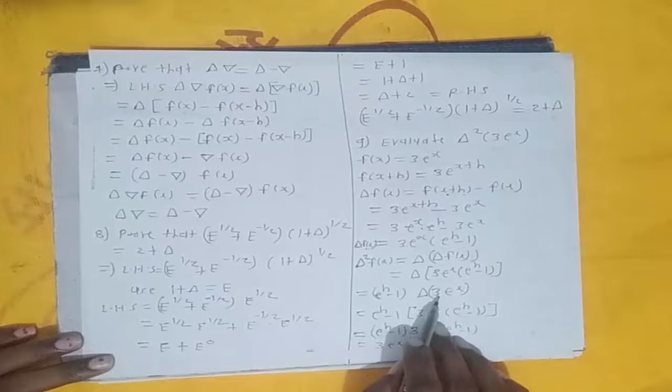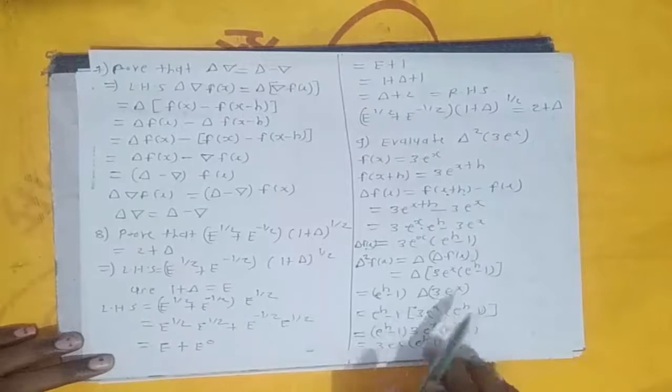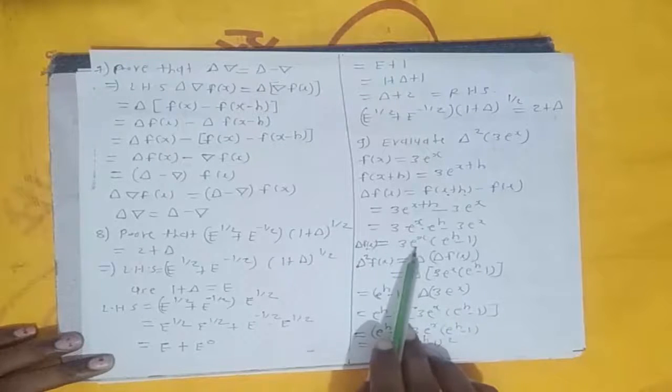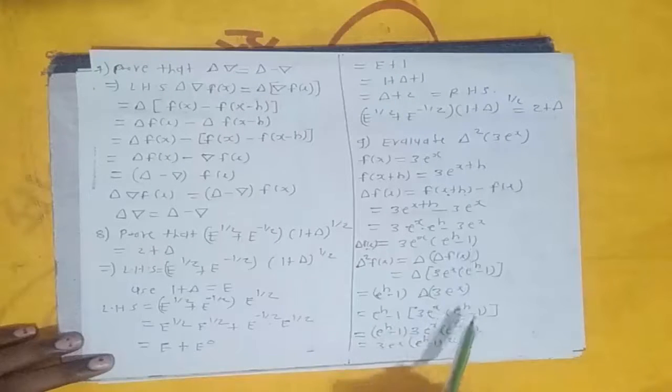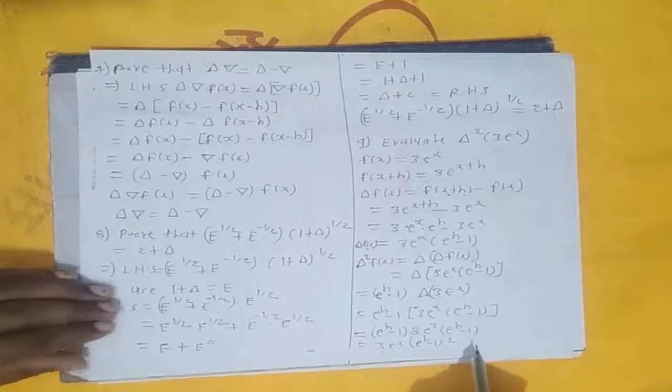Okay. So here we write this 3 inside and directly write the value of delta 3 e raised to x, which will be 3 e raised to x in bracket e raised to h minus 1. So we get by calculation this second order difference is 3 e raised to x in bracket e raised to h minus 1 brackets.